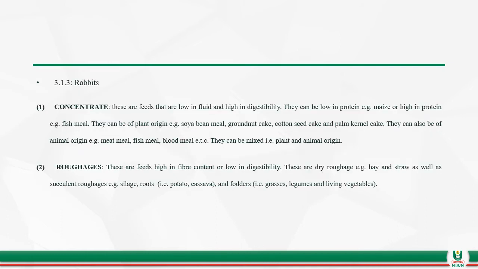Rabbits. Rabbits take concentrates most of the time. These are feeds that are low in fiber and high in digestibility. They also take roughages. These are feeds high in fiber content or low in digestibility. These are dry roughage, hay, and as well succulent roughages, silage, roots, and so on.